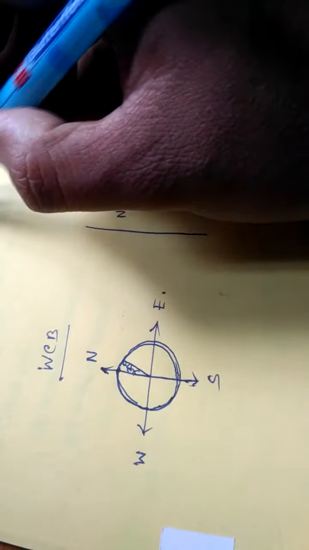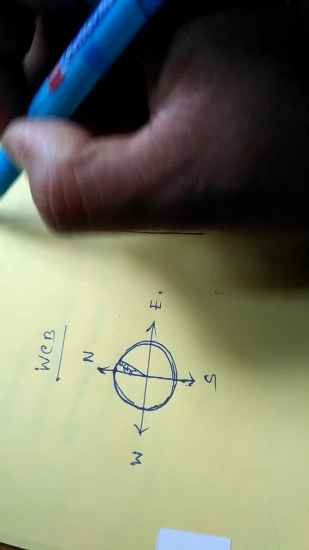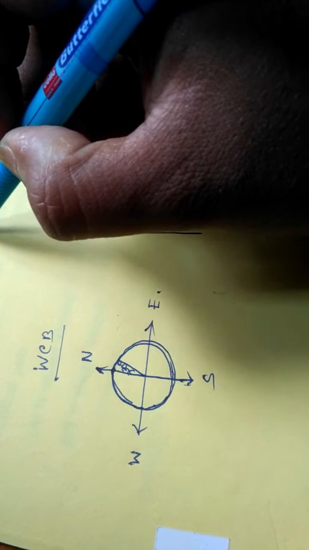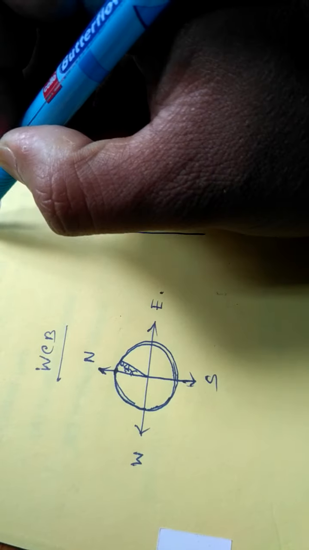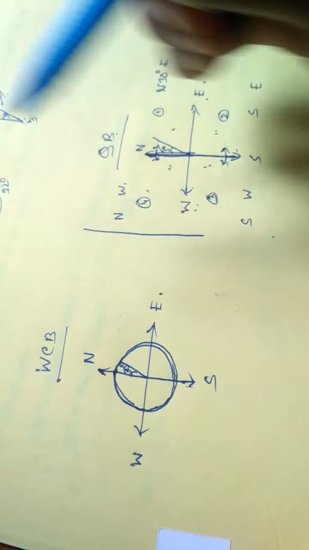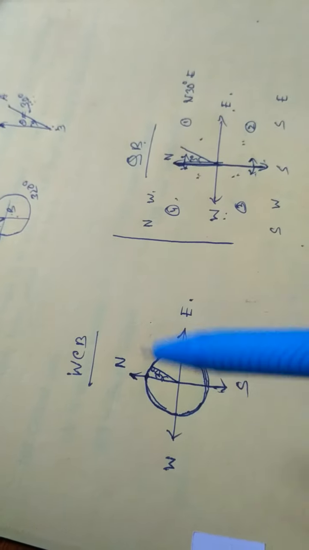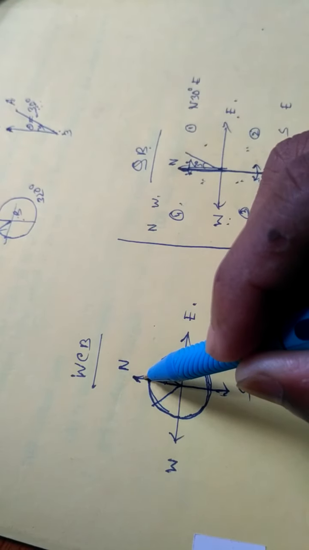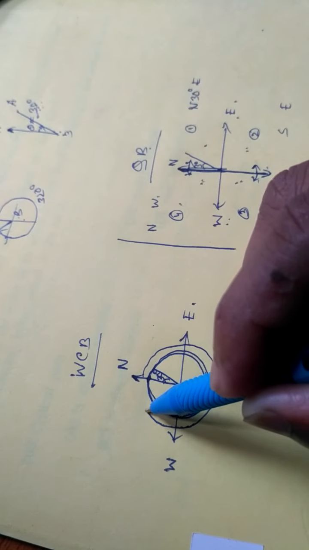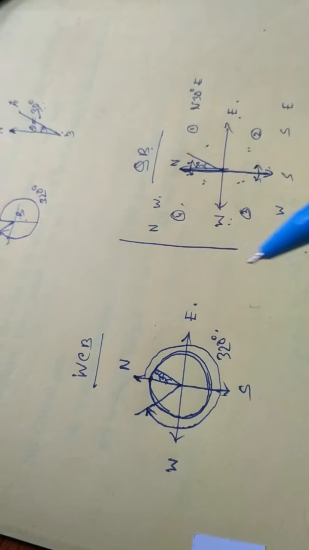Take another example. Suppose line BC. Now 180, 270, suppose 320. This angle is your 320. Now this bearing will be expressed in whole circle bearing as simply 320. Okay.